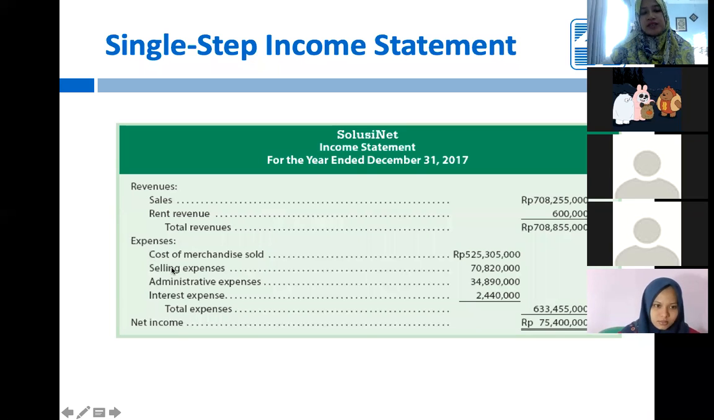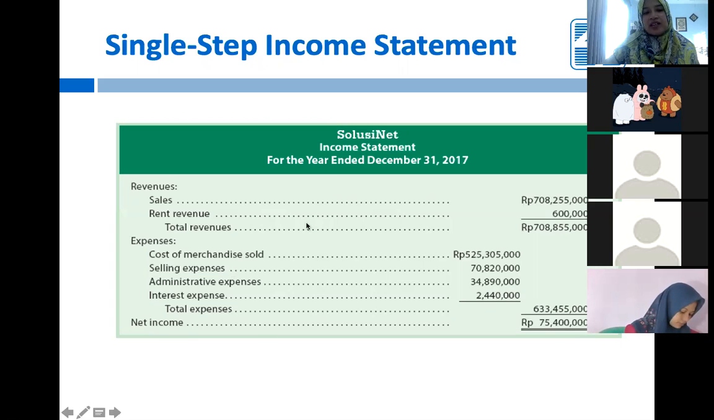And then expenses, it doesn't have detailed types of expenses, okay? But it will combine all kinds of expenses under one heading. And then straightforward, it will give us the net income, okay? So the single step income statement doesn't give us the detailed information. What is the gross profit from the main operation of the business? And then what is the net income from other activities of the business?